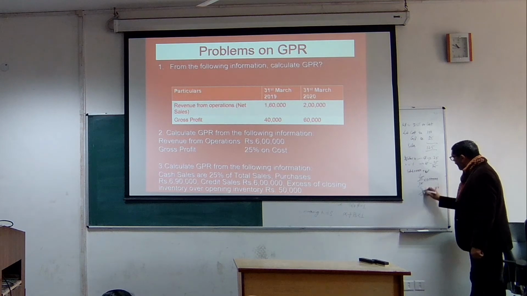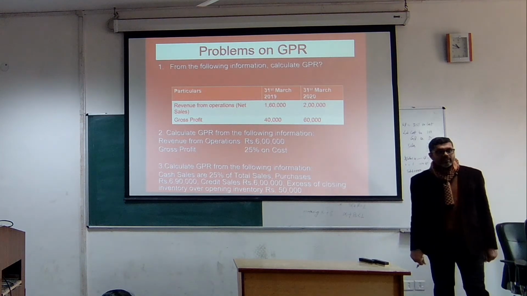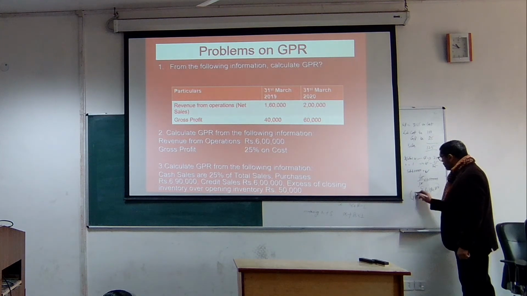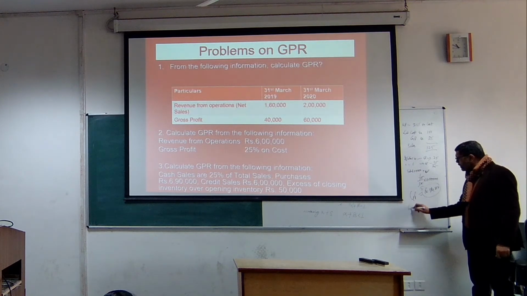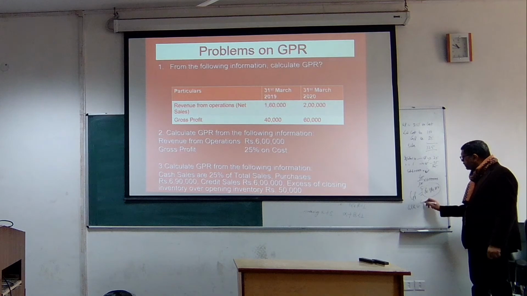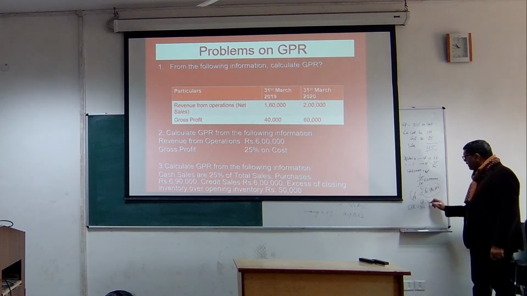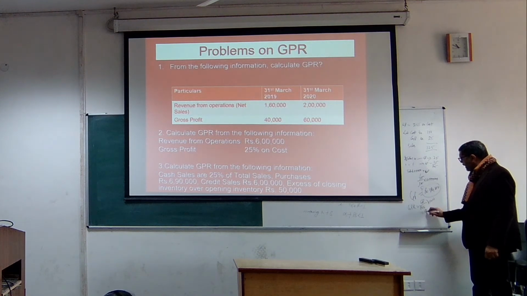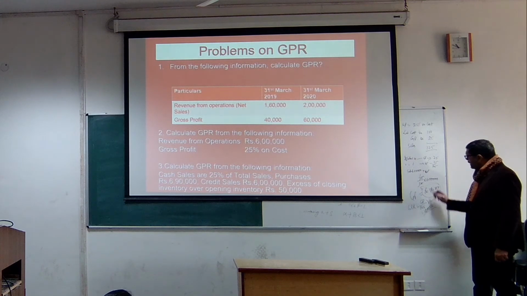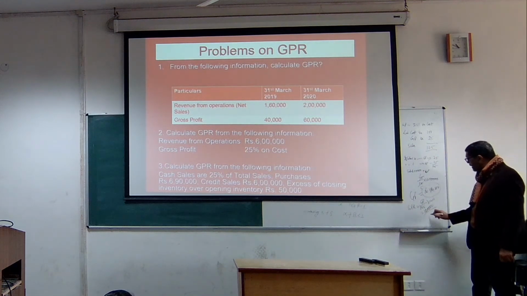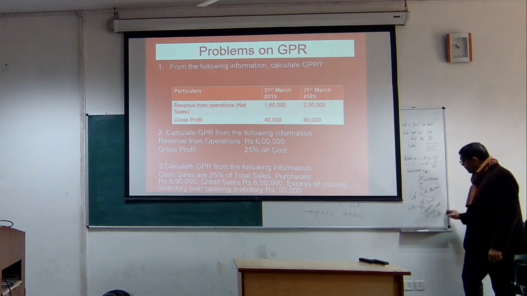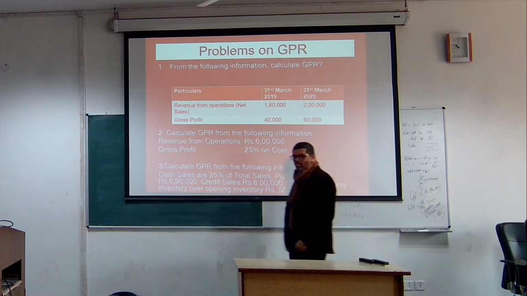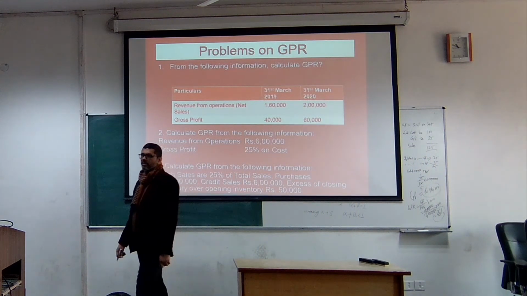So this is my gross profit. Clear? So we have to calculate gross profit ratio. GPR is equal to gross profit upon net sales into 100, which is equal to 1,20,000 divided by my sales, which is 6 lakh, into 100, which is equal to 20%. So my gross profit ratio is 20%.